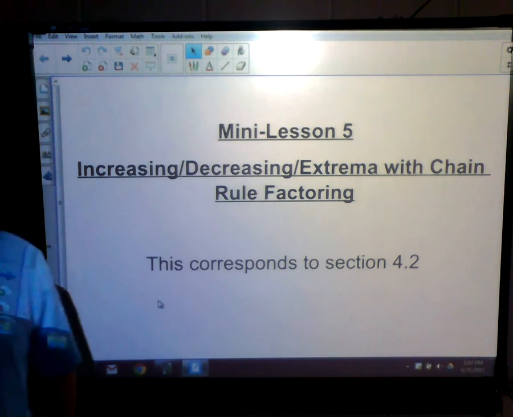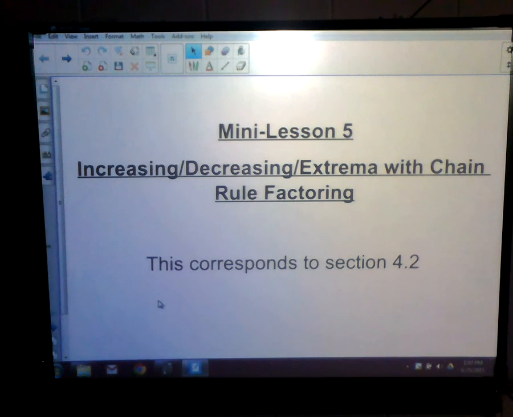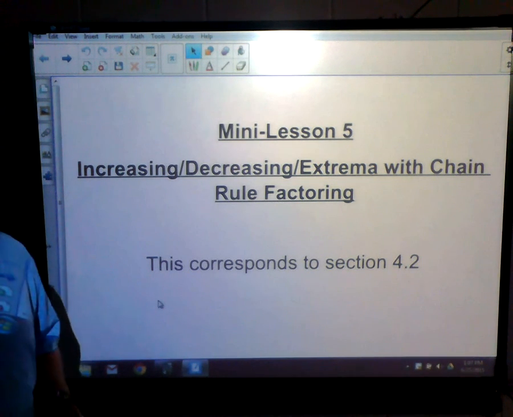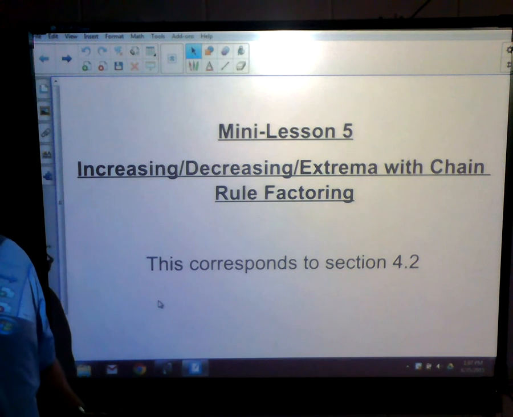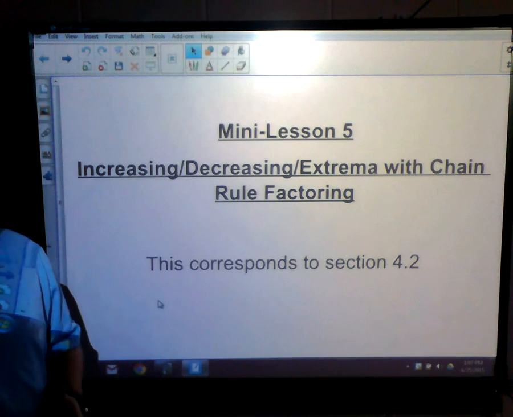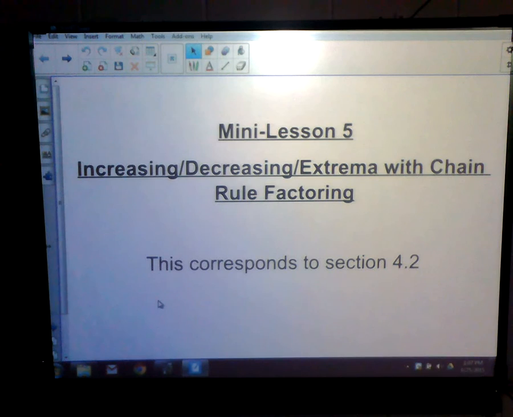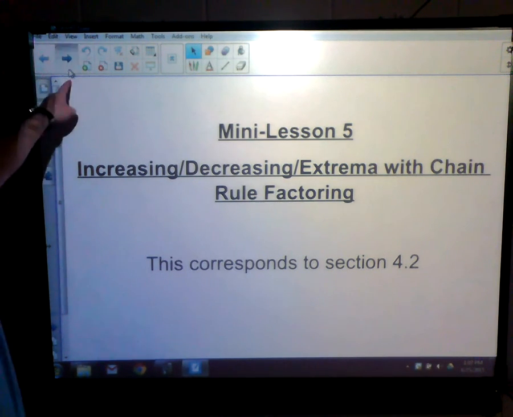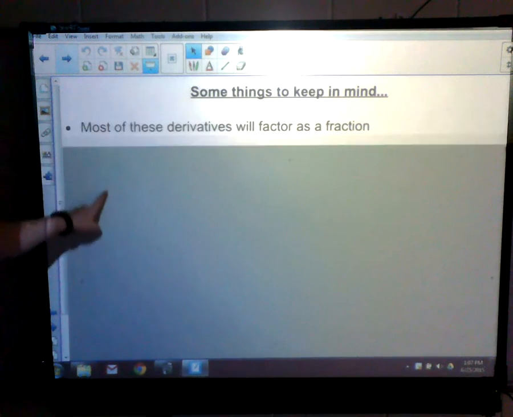This is going to go along with section 4.2, and what I want to talk about here is increasing, decreasing, and extrema, which is all first derivative test, but I want to do it with chain rule and product rule. In other words, I want to do a very difficult problem here with increasing, decreasing, extrema. These are the type of problems you're going to see on a quiz or test one day, so here's a great example for you.